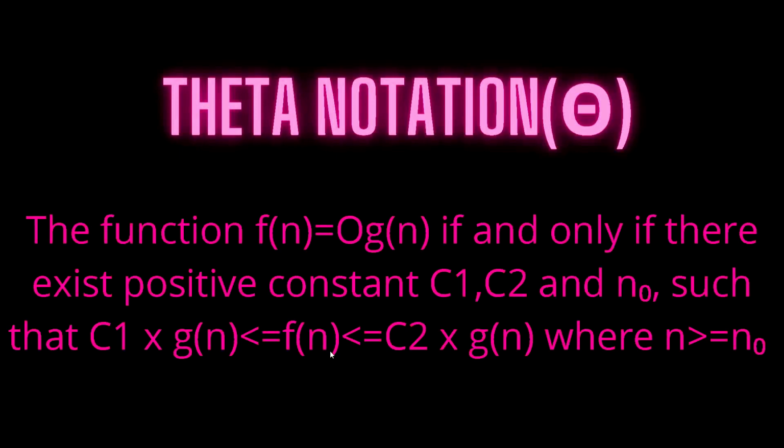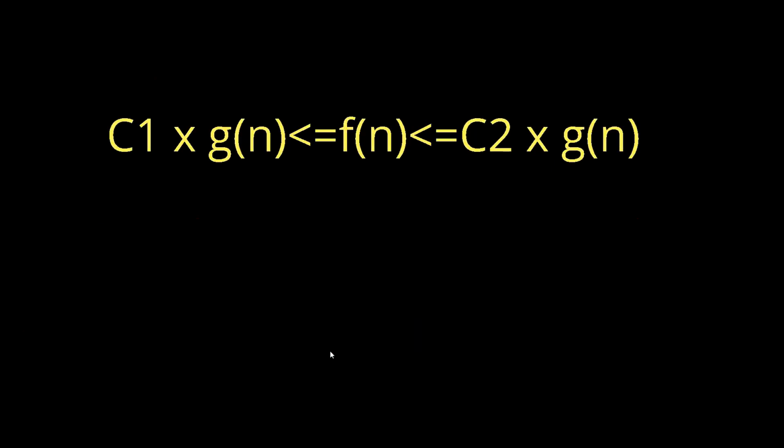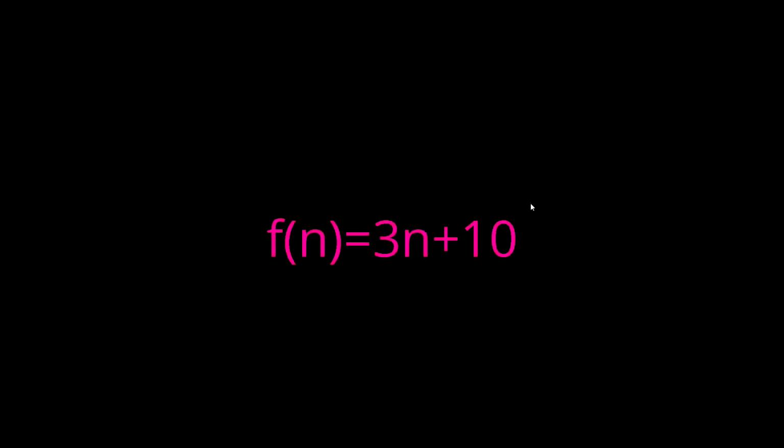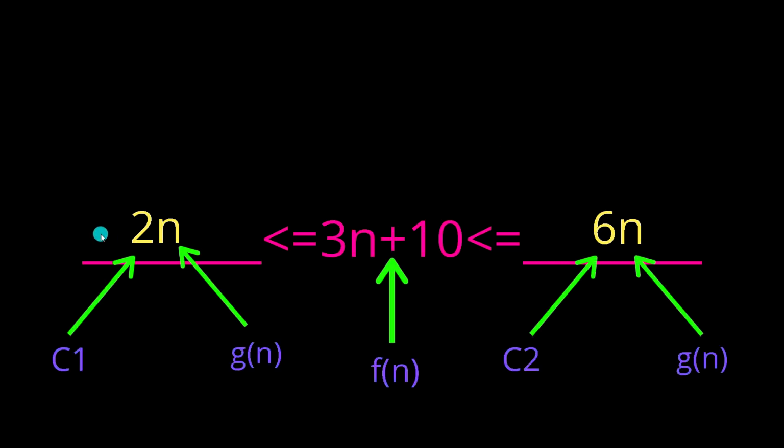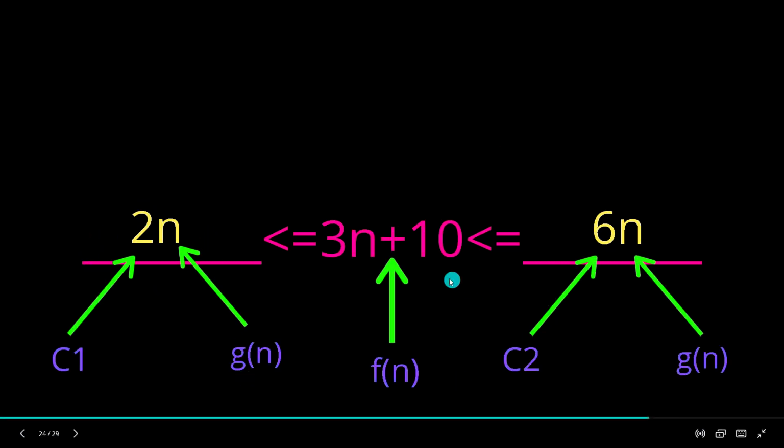Here, due to this color, I think you couldn't identify that particular thing, so just look at this clearly. C1 into g of n should be less than or equal to f of n, should be less than or equal to C2 into g of n. Now what are C1 and C2? You might be thinking, let's take the algorithm which we are using for the 3 examples, which is 3n plus 10. Now this 3n plus 10 should be written in such a way that it satisfies this condition. Here this is C1, this is g of n, this is f of n, this is the C2, and this is g of n.